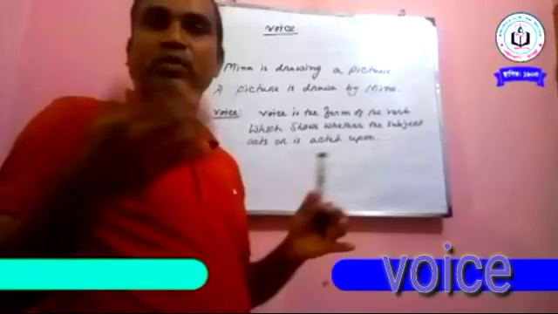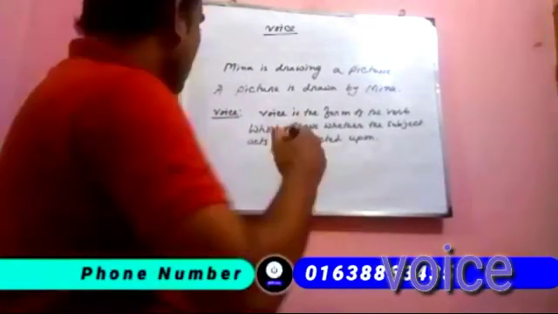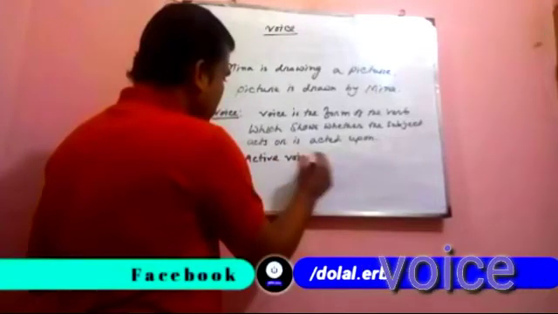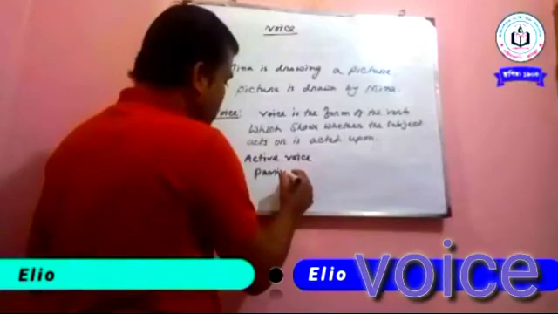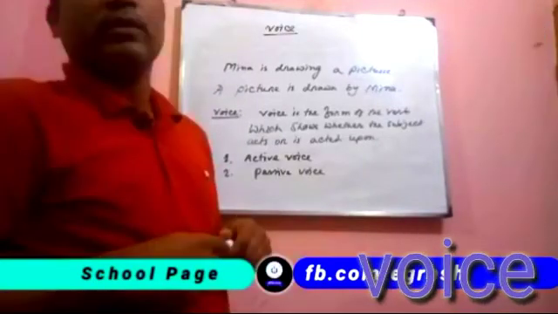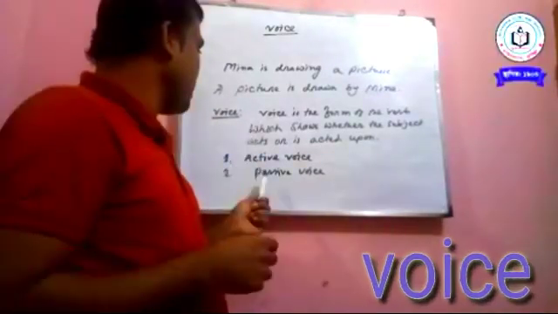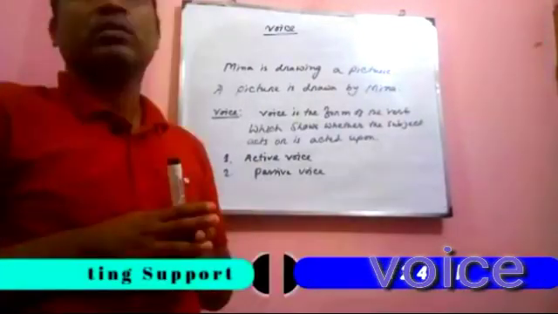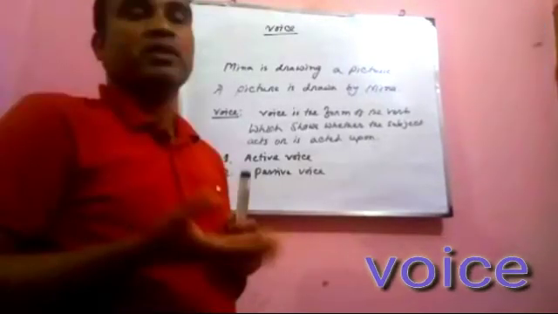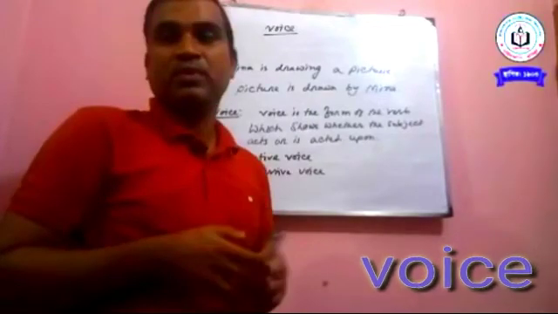How many kinds of voices can you say? Yeah, there are two types of voices. One is active voice and the other is passive voice. Students, if you want to make active to passive voice, at first we have to know the basic idea of the subjective case and objective case. Now, let us learn about the subjective case and objective case.